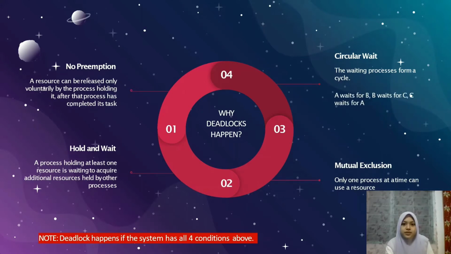For example, resource A waits for resource B to finish up the process, while resource B waits for resource C to finish up the process also, and resource C needs to wait for resource A to finish up the process. That's why it's called a cycle and it's a circular wait.